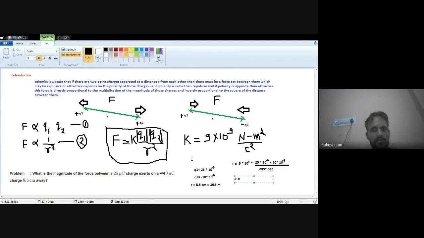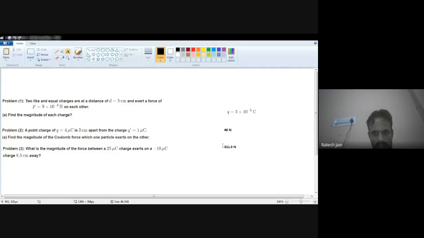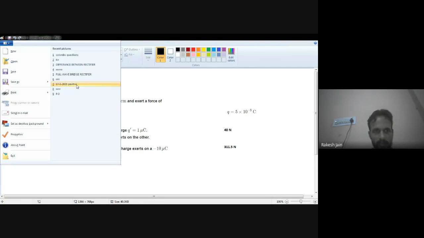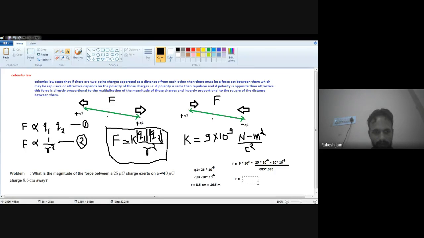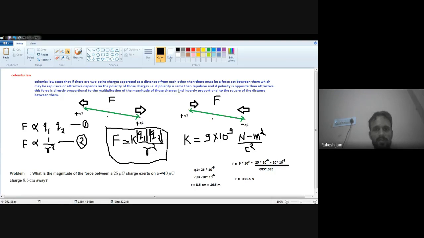You will solve it with the help of a calculator. Okay. So the answer is this one. The answer is 311.5. You will check the answer from your calculator also. 311.5 Newton. Okay, so I will find out the answer as 311.5 Newton. This will be the answer of this question. Very simple numerical.